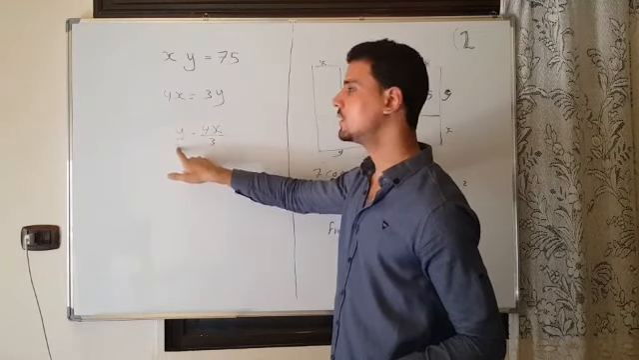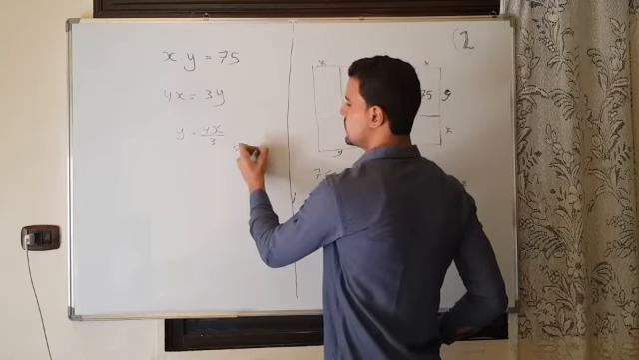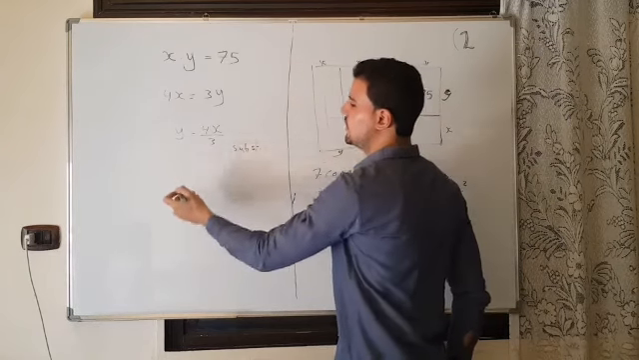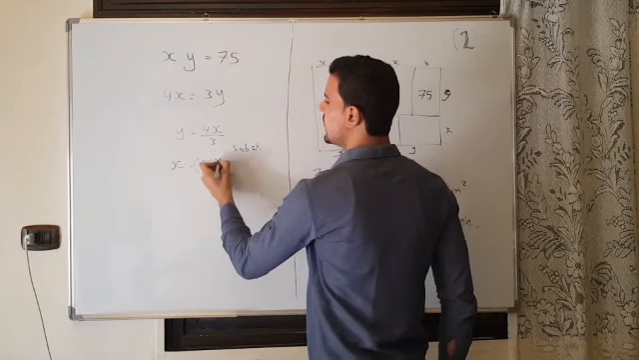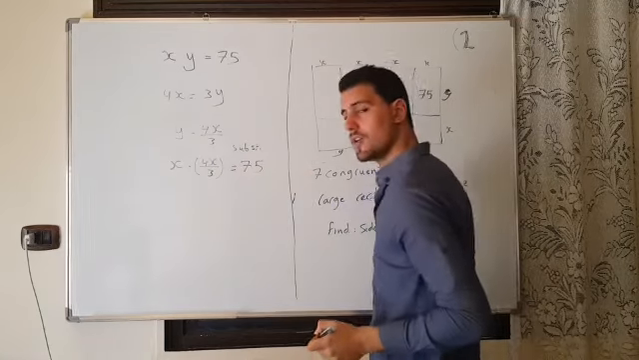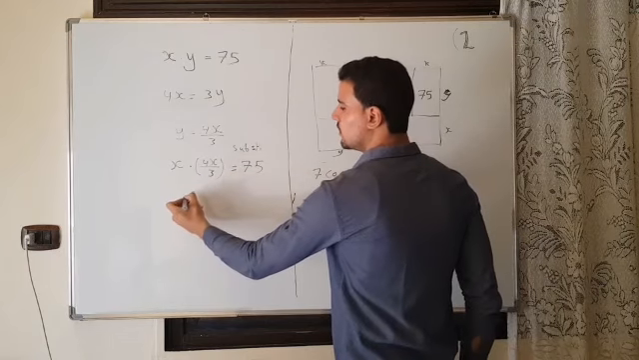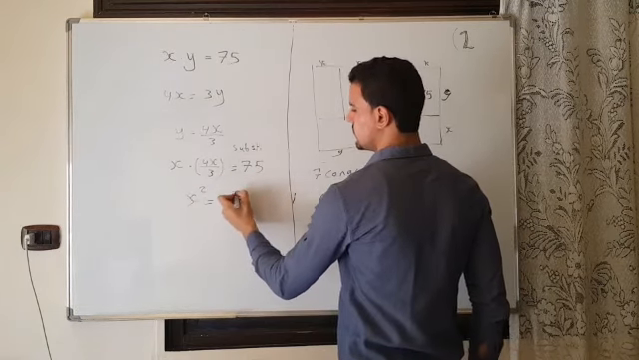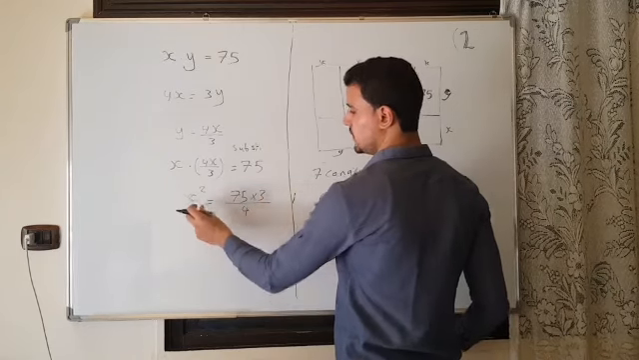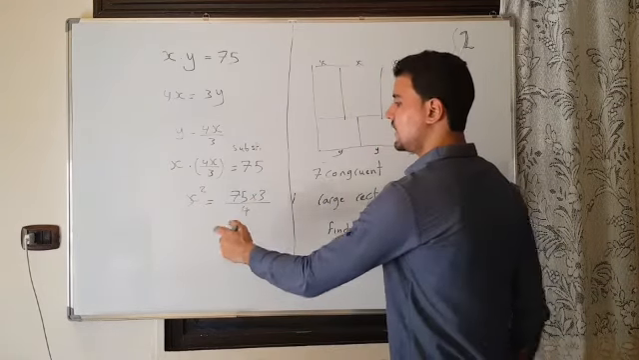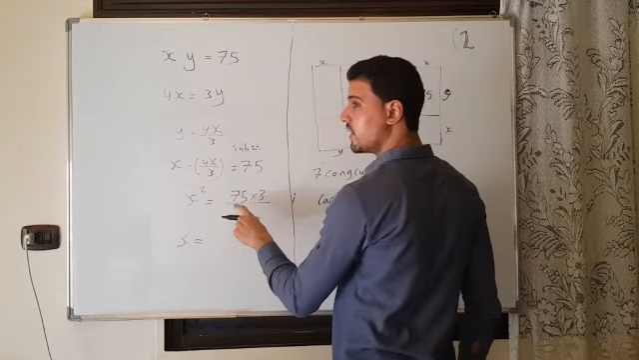You see, we isolate y alone. Nobody with y, she's alone. We isolate it and then immediately we substitute. We substitute in the first equation. We got x multiplied by 4x over 3 equal to 75. Okay, equal to 75. Now, also simple algebra gives us 75 multiplied by 3 over 4 is equal to x squared. Now, what is x alone? Take the square root.